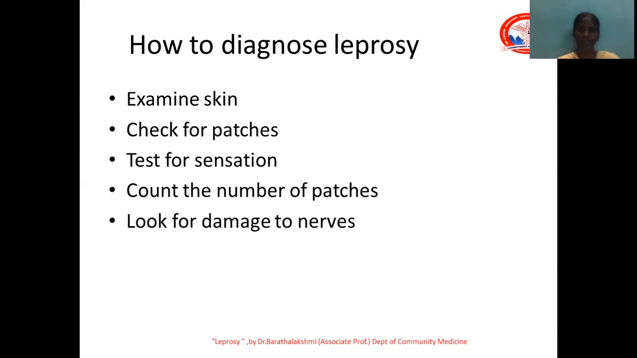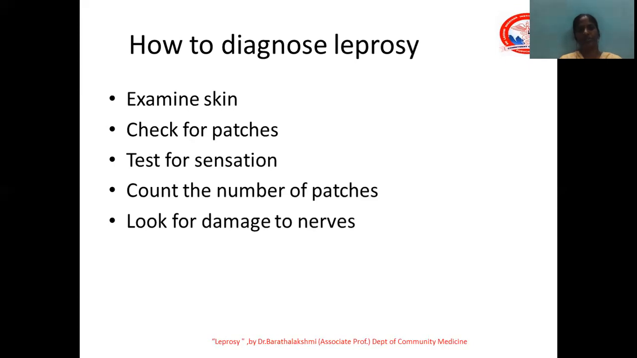Why are we categorizing them? It means the disease, or the bacterial load, is more in people with more than 5 patches, and the bacterial load is less in people with 5 patches or fewer. So the duration of treatment also differs. The number of drugs also differs between paucibacillary and multibacillary. The duration of treatment is only 6 months for paucibacillary and 12 months for multibacillary.